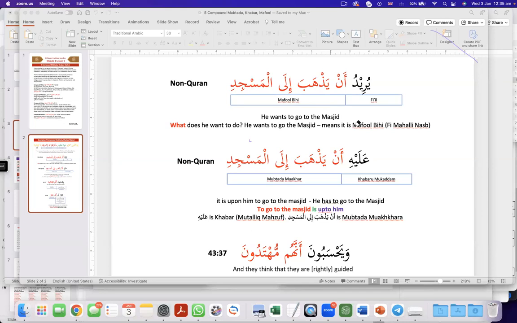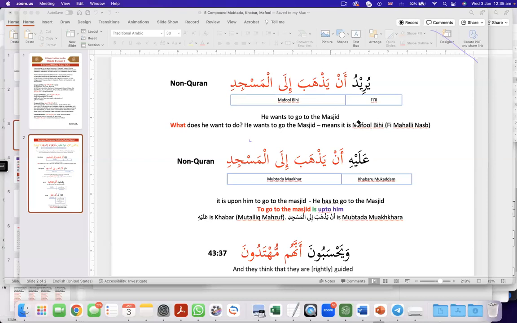Can you repeat, brother, please? So an yadhhaba ila al-masjidi is the maf'ul bihi of yuridu as a whole. Yes, yuridu is fi'l, and obviously it demands the question to be asked: what? He wants to do what? To go to the mosque. To go to the masjid. The second one is different, and if you could do that as well, read it.